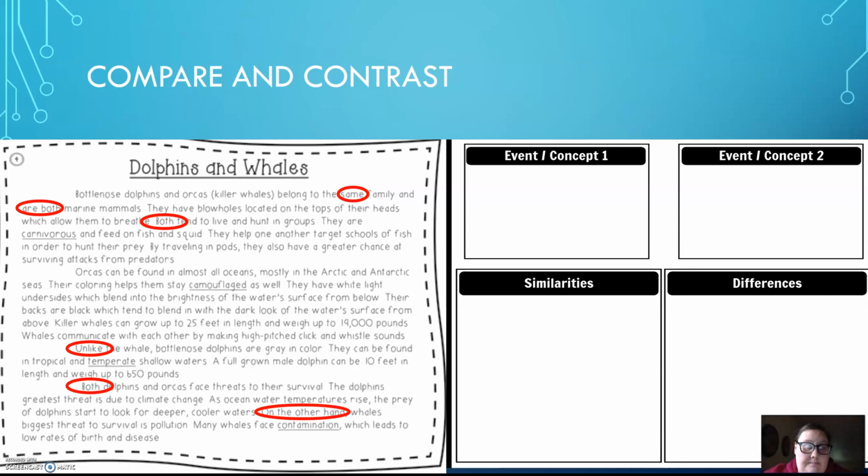Dolphins and whales. Bottlenose dolphins and orcas, or killer whales, belong to the same family and are both marine mammals. They both have blowholes located on the tops of their heads which allow them to breathe. Both tend to live and hunt in groups. They are carnivorous and feed on fish and squid. They help one another target schools of fish in order to hunt their prey by traveling in pods. They also have a greater chance of surviving attacks from predators.